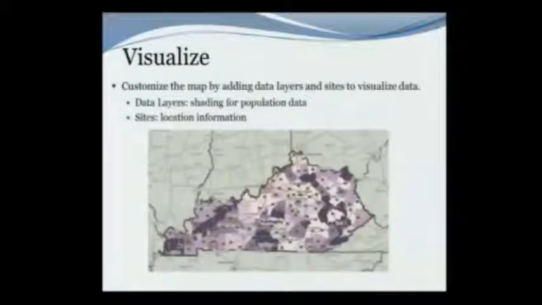And then visualizing. You can customize the map by adding data layers to visualize the population data and sites to visualize the locations. I'm going to show you how to do each of those, but before we get started, here is the end product. This is a map with locations and population layers. To add data layers, you go up to the section where it says Add Data Layer, and you put your mouse over either the demographics or health and mobility headings, and you're able to select from the indicators that I showed you earlier.